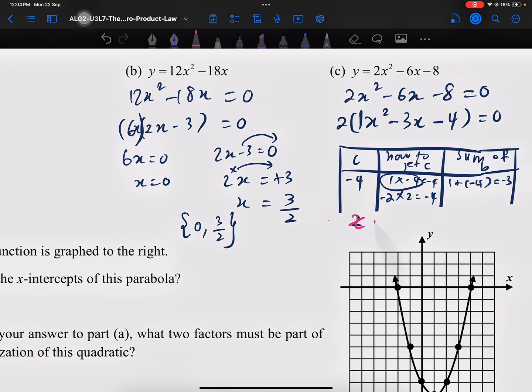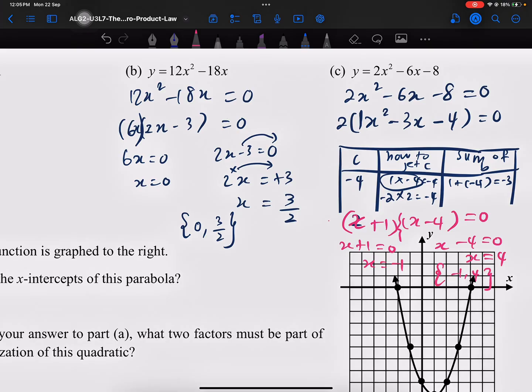My factor will be x plus 1, x minus 4 equals 0. Then I split it into 2. x plus 1 equals 0. x minus 4 equals 0. x is 4. x is negative 1. And then I will need to put in the curly brackets negative 1 and 4.